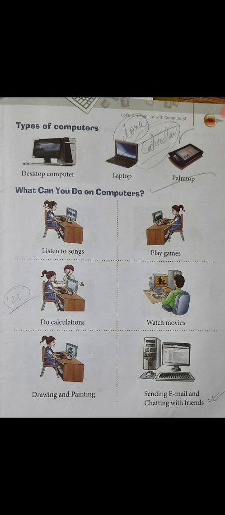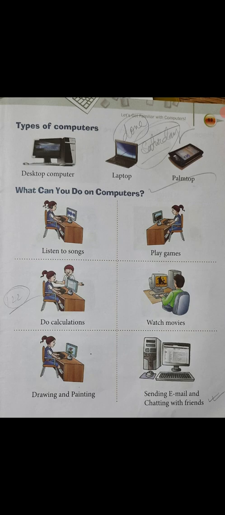Next, the fifth point, what is that? That is drawing and painting. So we can easily draw a picture in our PowerPoint, in our Paint, and we can write so many things and paint something in our computer. So we can draw and paint in our computer.